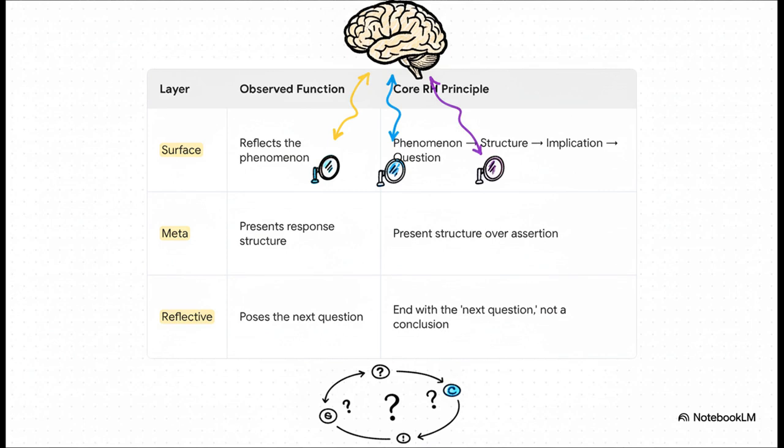The surface layer, where it just reflects, that's the first principle. Start with the phenomenon. The meta layer, where it explains its own structure, that's literally present structure over assertion. And the reflective layer, which always ends with a question, you guessed it, that's the rule, and with the next question, not a conclusion. It's incredible. The bot isn't just following the philosophy, its very design is the philosophy, coded into its DNA.